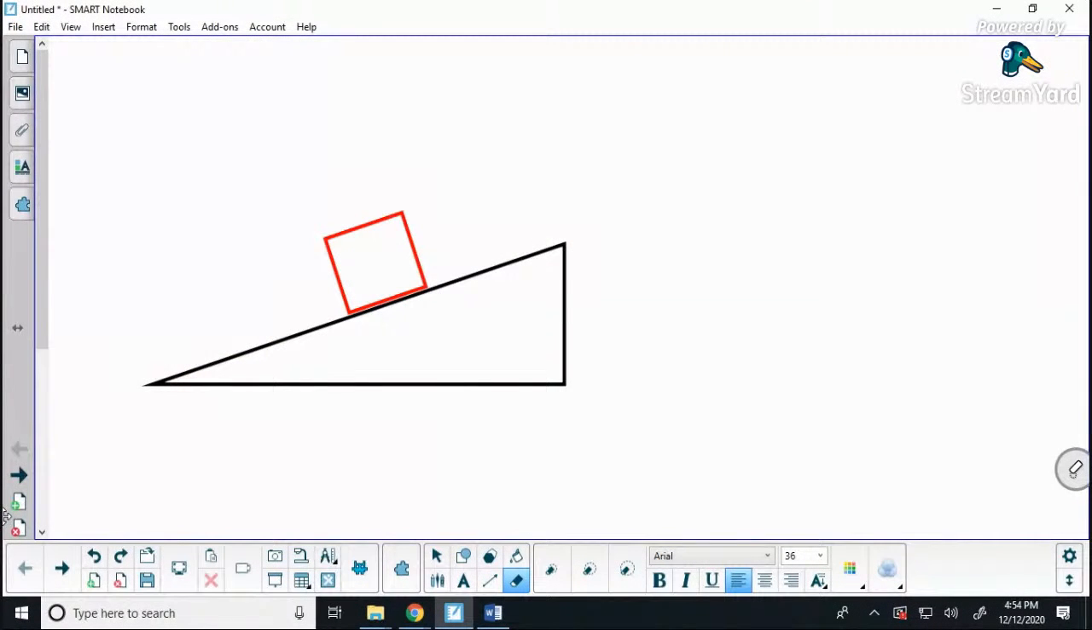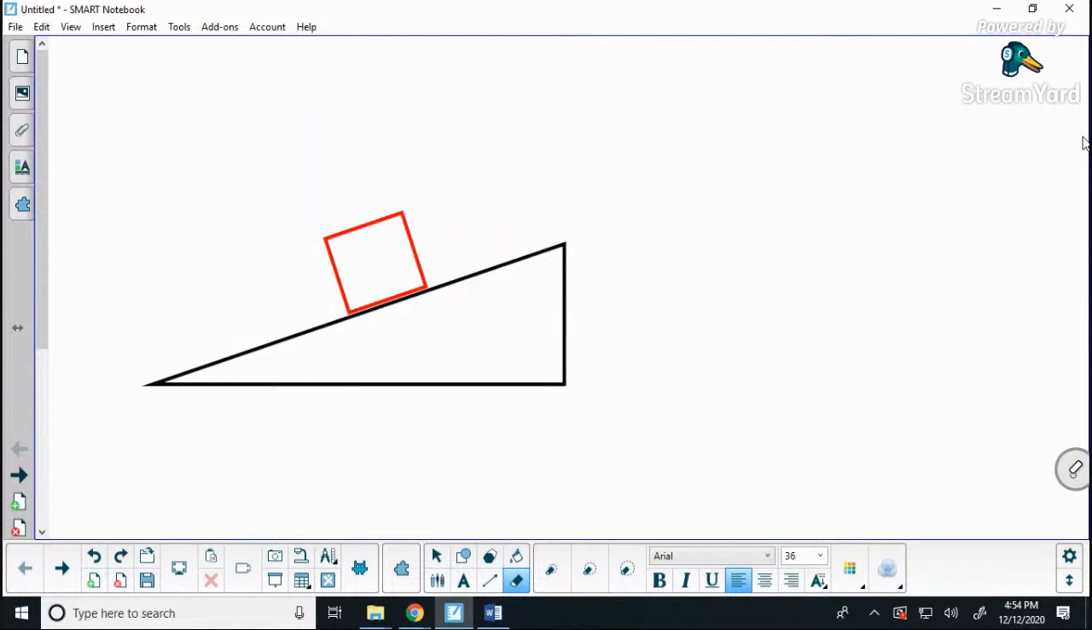So let's jump directly into this and look at a diagram of an object on an inclined plane. Talk about that diagram, how you set it up, what a free body diagram would look like, and then solve a problem. Okay? So here is an object sitting on an inclined plane.